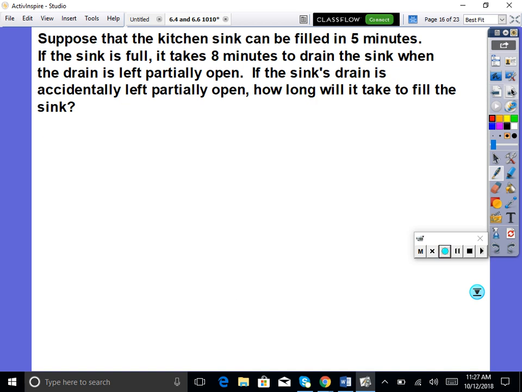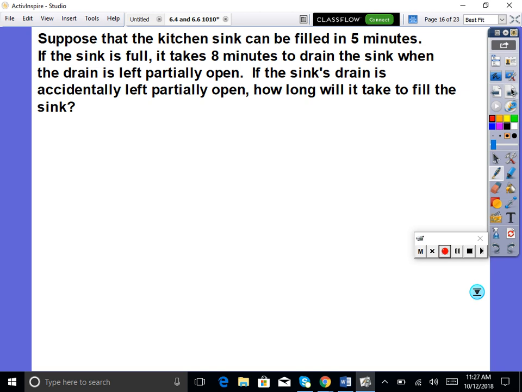Okay, let's do one more where it's actually subtraction. It says, suppose that the kitchen sink can be filled in 5 minutes. If the sink is full, it takes 8 minutes to drain the sink when the drain is left partially open. If the sink's drain is accidentally left partially open, how long will it take to fill the sink?